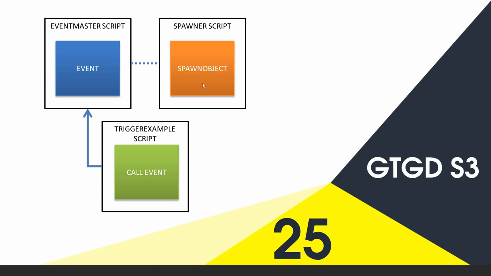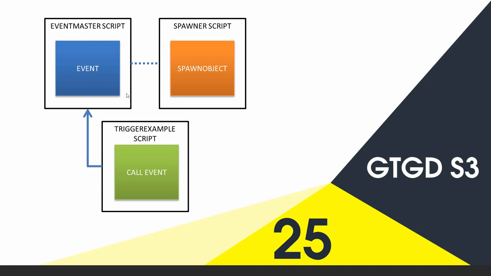Okay, and how is the event called? It's called when the trigger example script has an on trigger. So when the player walks into the trigger, I will then access, well, I've already accessed the event master script and established a reference to it. I then just call the event.